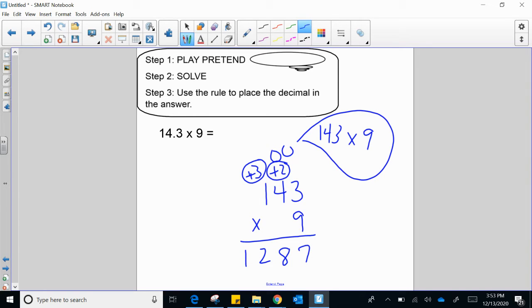Now, I know my answer is not going to be 1,287 because I can even estimate to check ahead of time here. I can say, well, this is about 14, and this is just the whole number 9.